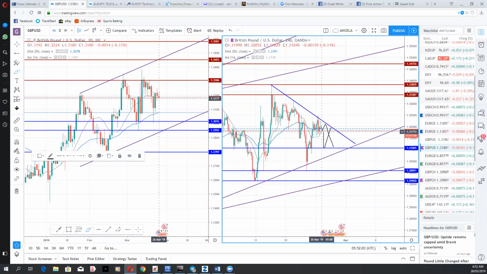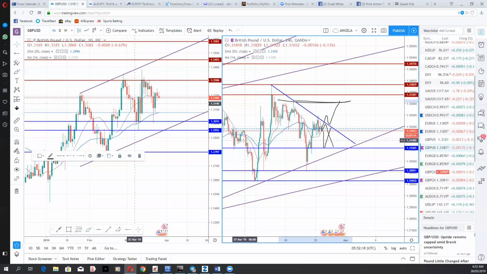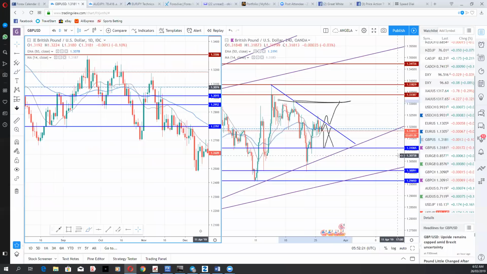Or there exists the potential that price may try to break the trend line. Upon a retest, should it hold as support, then you may see price come up to this point, that's to this area here. The next pair I will be looking at is the EURGBP.